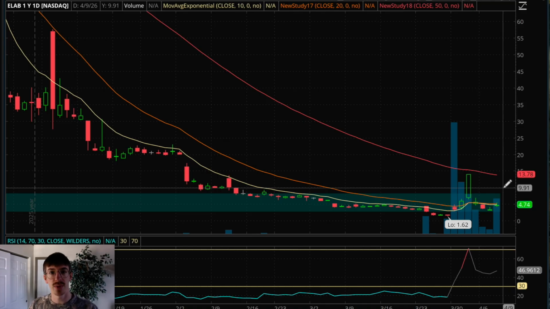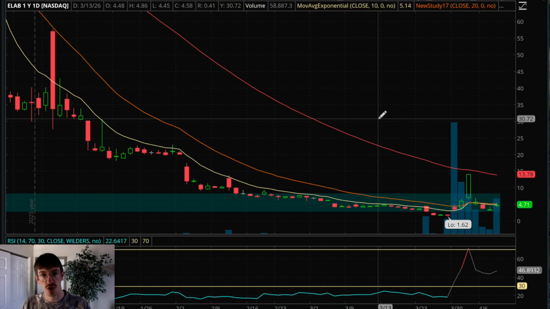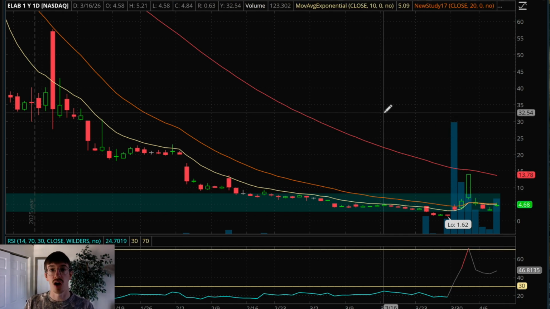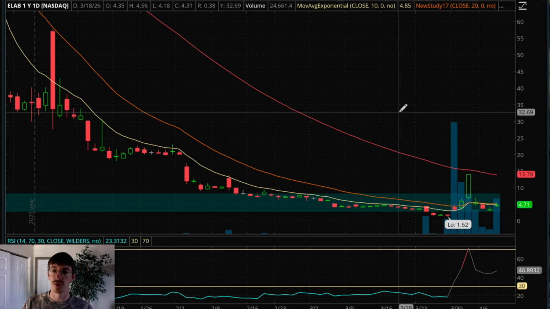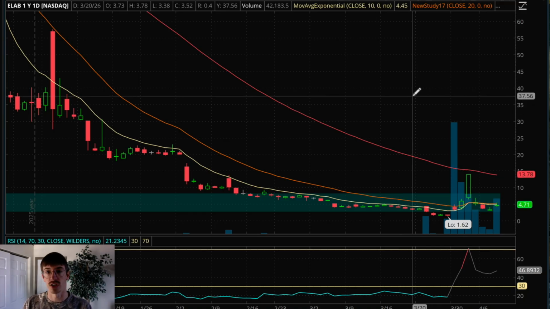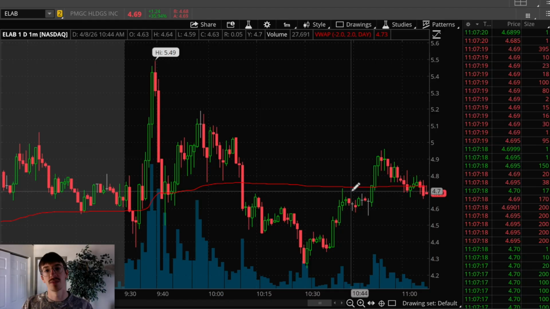So because of that, if I would have taken a closer look at the daily chart here for ELAB, I most likely would have assumed that this gap up was not going to hold on to its gains, and I would have most likely not chased this into that breakout that happened over the pre-market highs and over the opening range breakout level. So that was mistake number one.